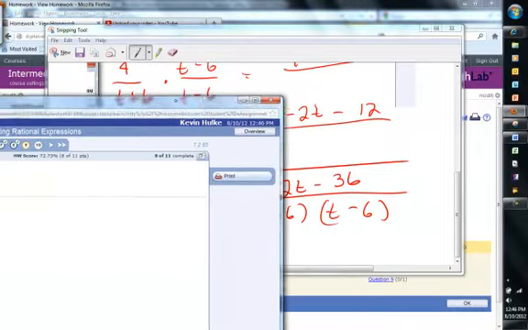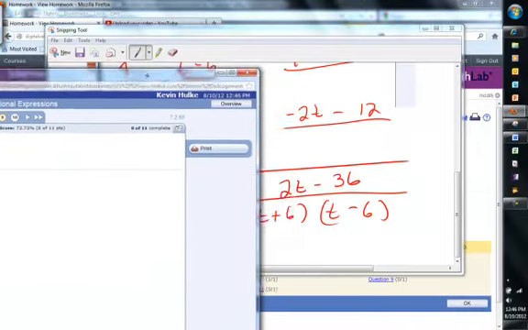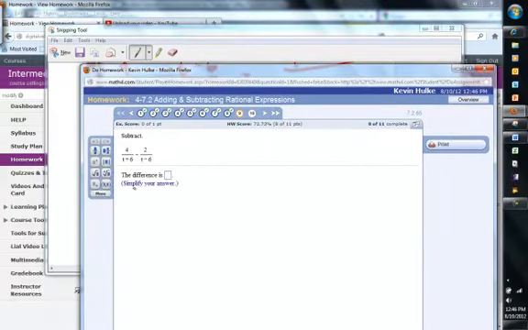Let's see if we can write that in the blank. 2t minus 36 over t plus 6, t minus 6.